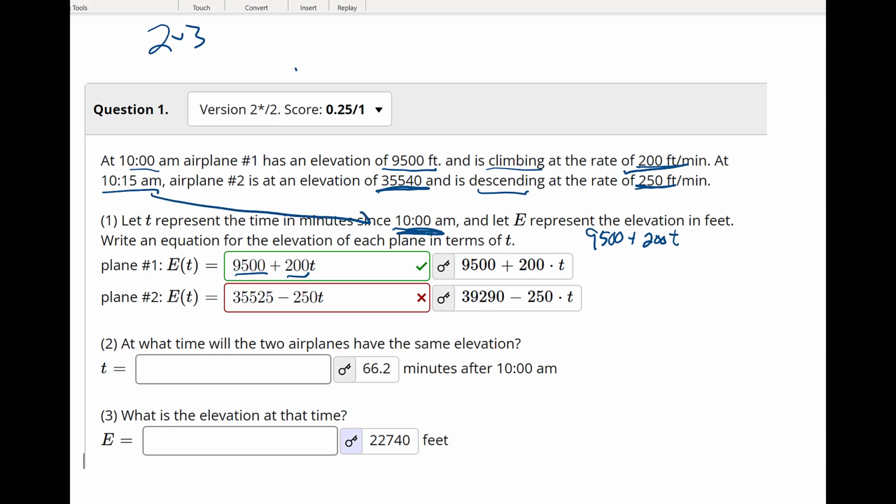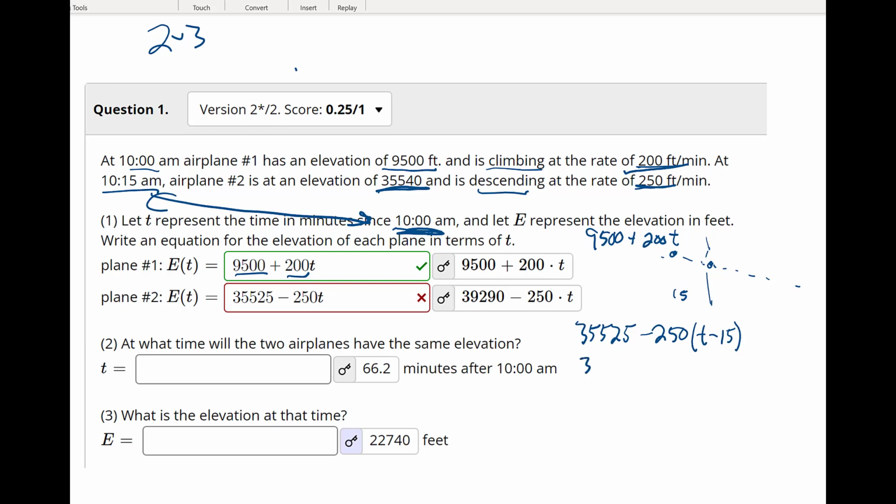Well, here's one of the problems. This second plane, the data was given to us at 10:15. Assuming things were in the same pathway, it's on the way down, so we need to know back in time, what was it 15 minutes earlier? So we can say 35,525 minus, because it's descending, 250 times t minus 15, because it was 15 minutes earlier that occurred.